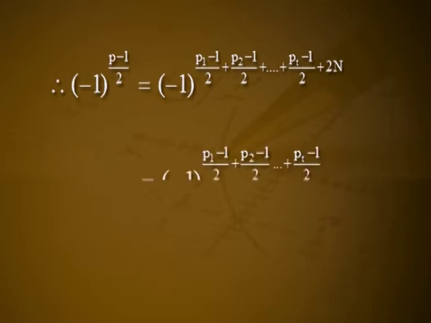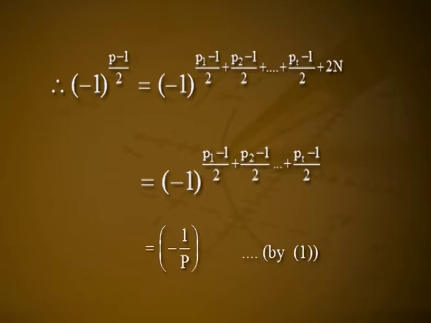Therefore, (-1) raised to (p - 1)/2 is equal to (-1) raised to (p1 - 1)/2 + (p2 - 1)/2 + ... + (pt - 1)/2 + 2n, which is equal to (-1) raised to (p1 - 1)/2 + (p2 - 1)/2 + ... + (pt - 1)/2, which is equal to the Legendre symbol (-1/p) by equation number 1.